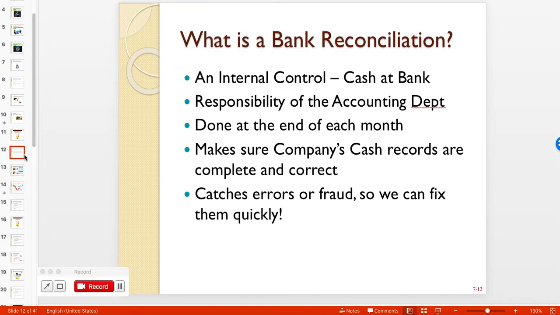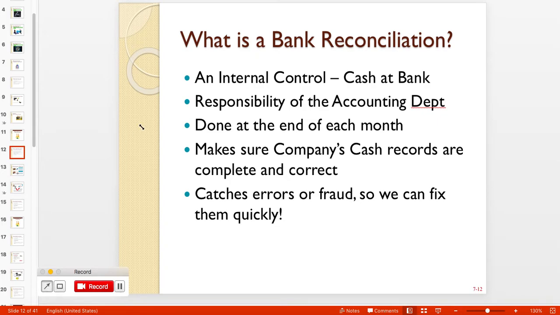So first of all, what is a bank reconciliation? A bank reconciliation is a type of internal control specifically related to the cash that a company has at the bank. This particular internal control is the responsibility of the accounting department. In general, internal controls are the responsibility of everybody. Internal controls over cash can involve the cashier at the cash register, and a bunch of different people, but this particular item is the responsibility of the accounting department.